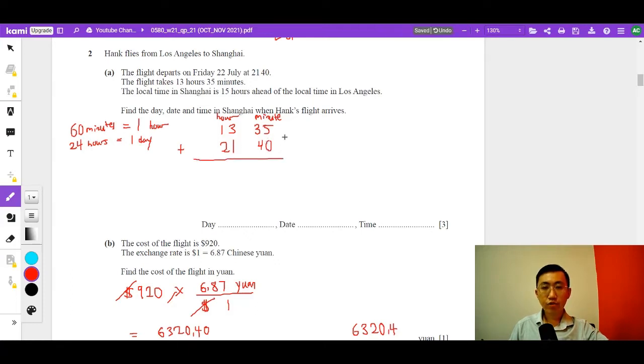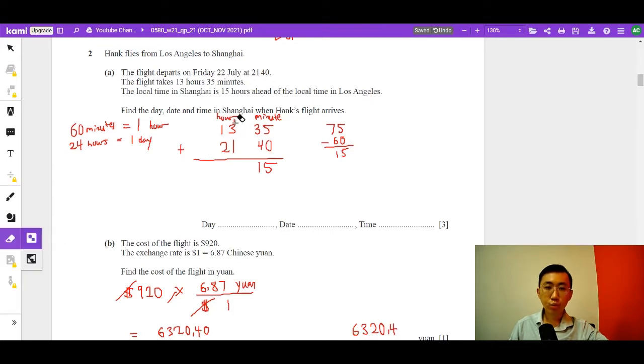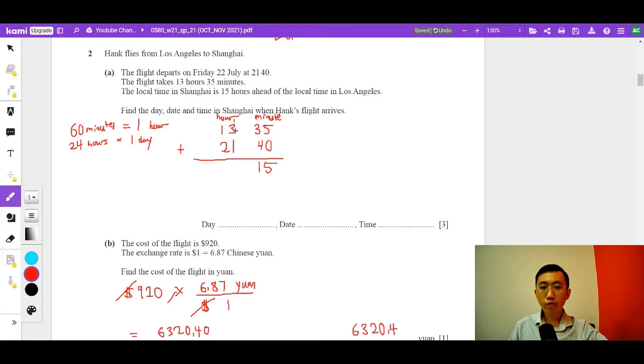Alright, so we have to do the addition right now. Now, if you do the normal addition, you should get 75. But however, remember every 60 minutes, you need to add 1 hour. So if I were to minus 60 minutes from here, your balance is 15 minutes. So you write down your balance, and this 60 minutes here, push to here, add 1 hour. Because every 60 minutes will make up to 1 hour. So I put 1 hour over there. Now if you were to do the normal addition, 13 plus 1, that will be 14. 14 plus 21, that will be 35.